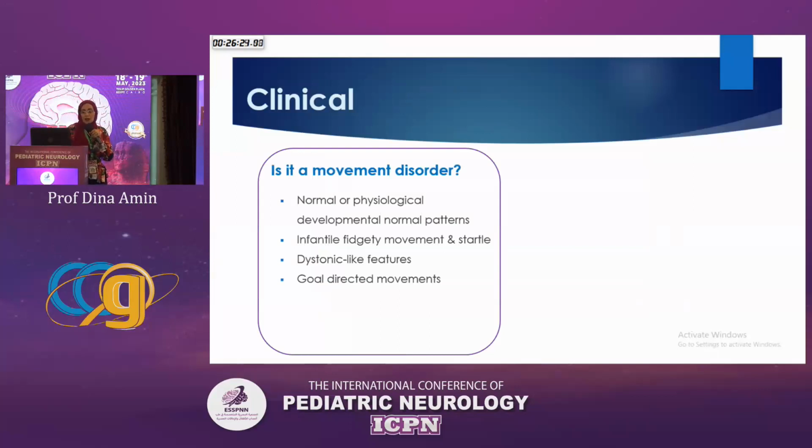So first we have to ask whether it is a movement disorder or not. So we have to look for whether it's a normal physiological motor pattern versus a pathological movement disorder. For example, infantile fidgety movements and startle reactions can be easily misdiagnosed as myoclonus or chorea. Typically, this disappears by the age of 3 months. We can have a child who's presenting with dystonic-like features, which can persist up to the age of 16 years. And we can have also these goal-directed movements that can be easily misdiagnosed as ataxia-like features. And this typically starts at the age of 3 to 6 months and disappears by the age of 16 years.